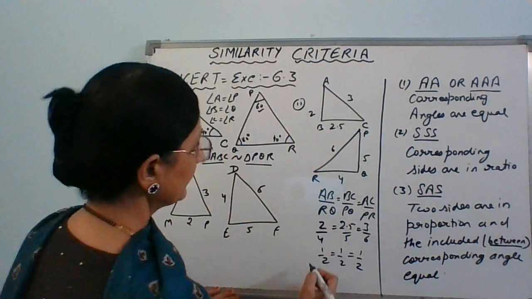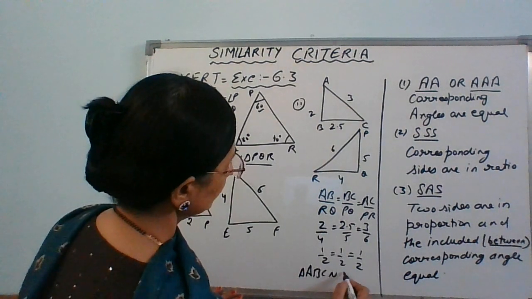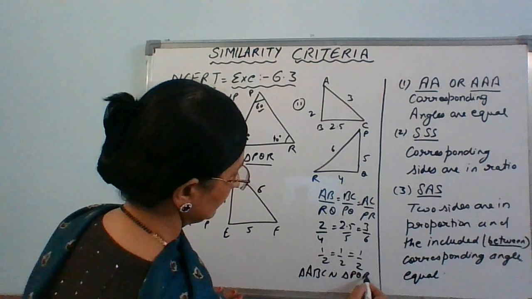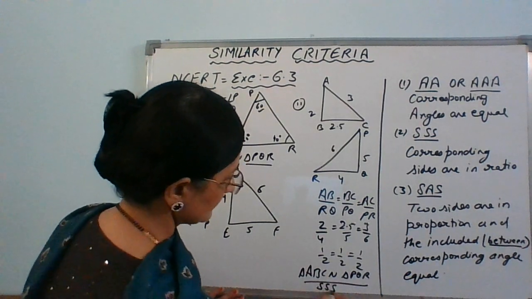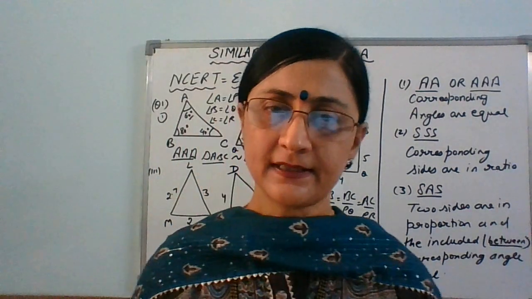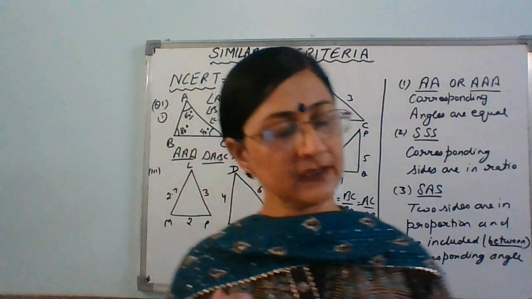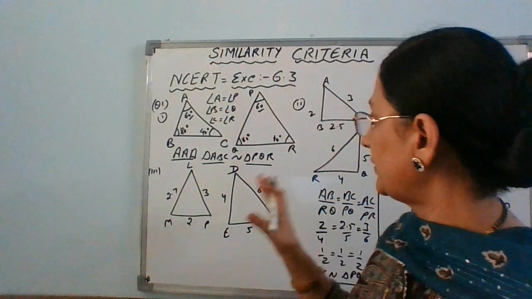So triangle ABC is similar to triangle PQR by SSS. You have to tell the similarity criterion. All the 3 sides are in ratio, so by SSS criterion, they are similar. So now here the third part.